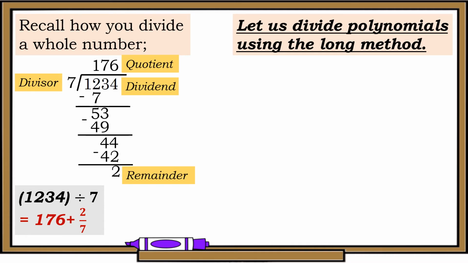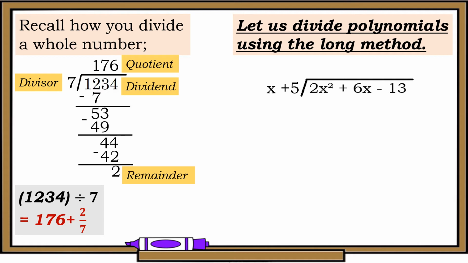Let us divide polynomials using the long method. Just as you divide whole numbers, that is also our method for dividing polynomials. So, given 2x squared plus 6x minus 13 divided by x plus 5.